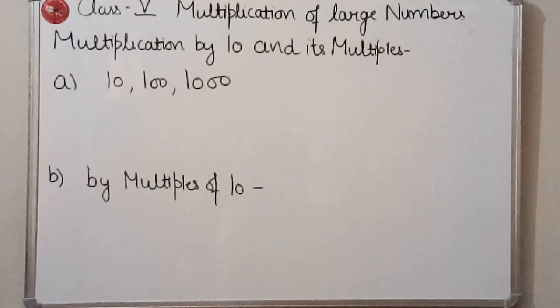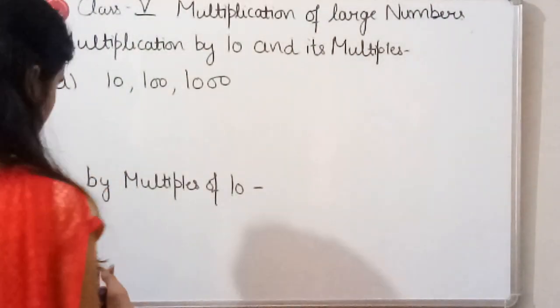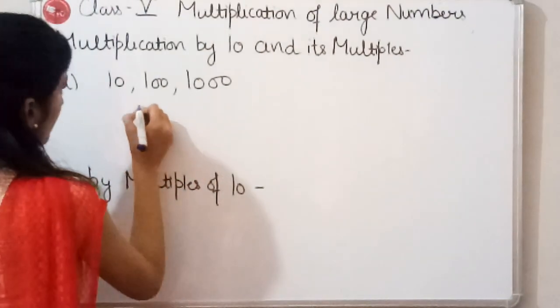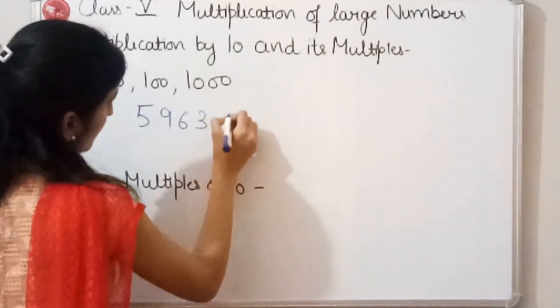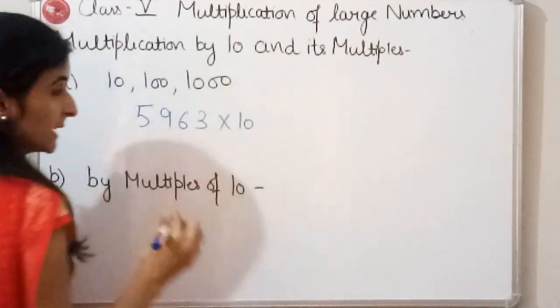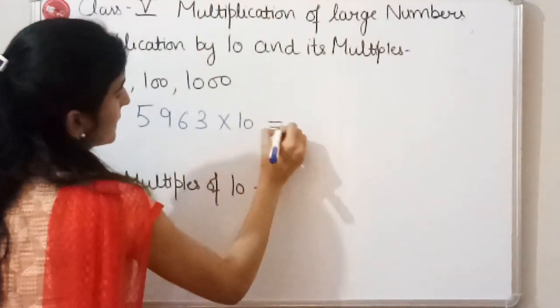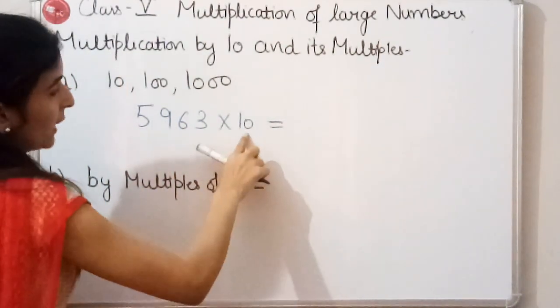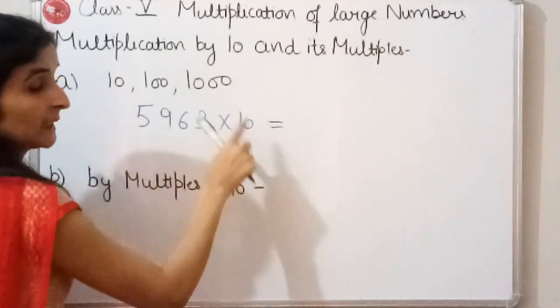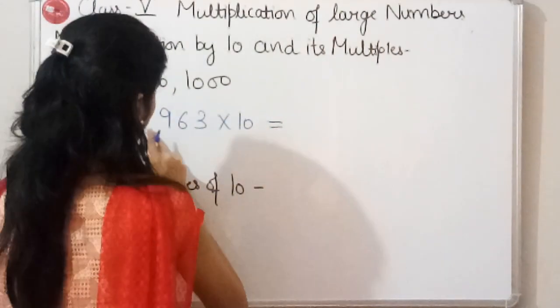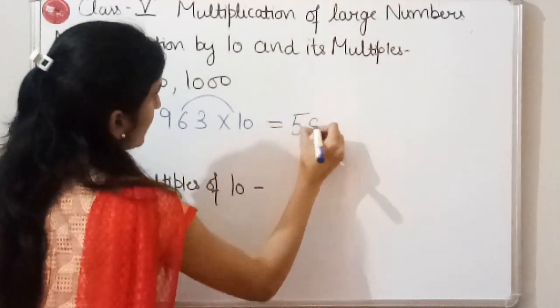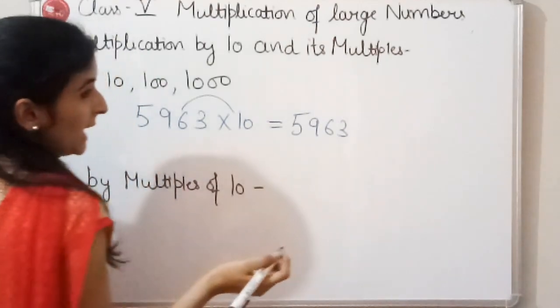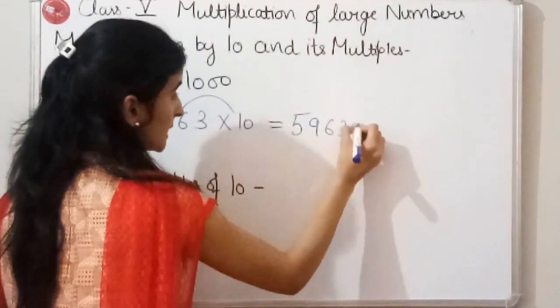Now let us start with multiplication by 10 and its multiples. Suppose we are given 5963 and we have to multiply this by 10. Then what are we going to do? We just have to put 1 zero after this number, because in 10 there is 1 zero, and 5963 multiplied by 1 is equal to 5963. After that we just have to put 1 zero.